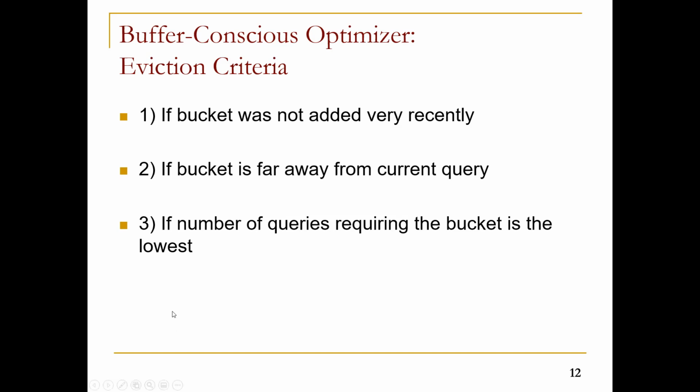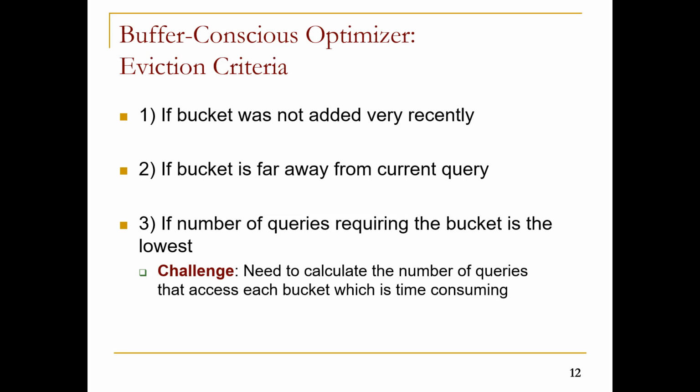While the first 2 criteria can be naively solved using an LRU policy and a hash map that keeps track of the bucket locations, the third criterion requires us to calculate the frequency of each bucket in the online processing phase, which is a time-consuming task. Therefore, we present a projection dividing strategy, which is explained in the next slide, to overcome this challenge.